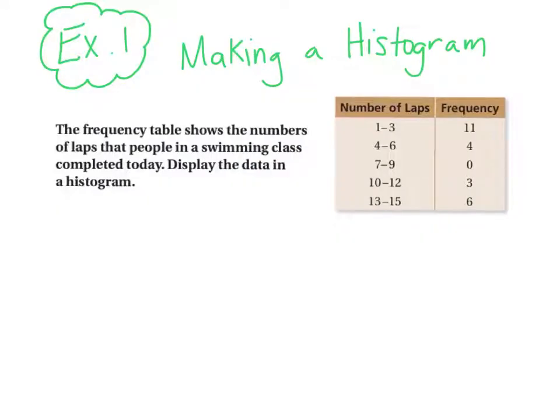For example 1, we're going to start by making a histogram, and the frequency table that they give us right here shows the numbers of laps that people in a swimming class completed today, and they want us to display the data in a histogram. As you get ready to make your histogram, you may decide if you would like to use graph paper or if you're okay just doing it on your line paper. I think to some degree you'll find this is actually easier to do on the line paper because it helps to line the bars up, but give it a try. You decide what works best for you.